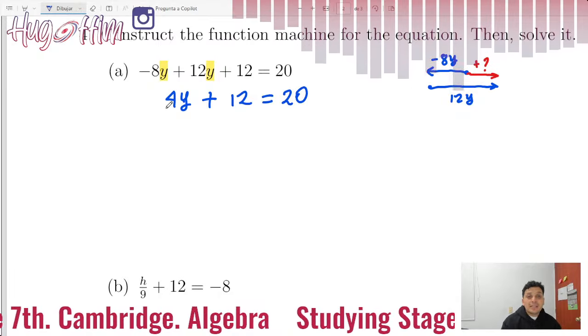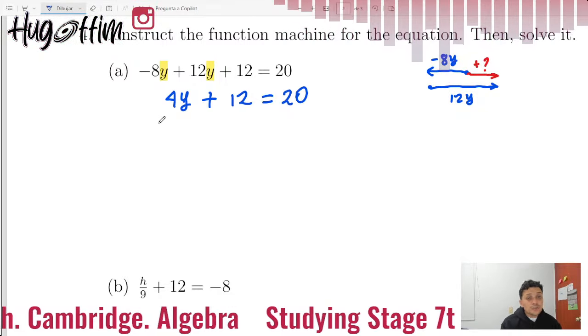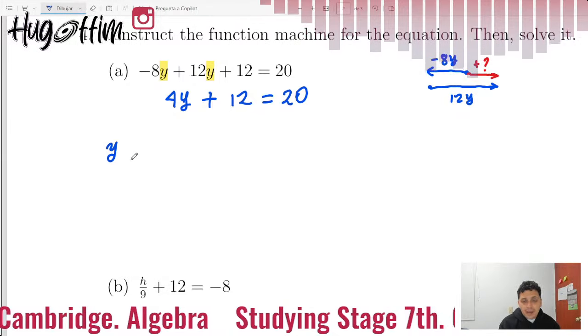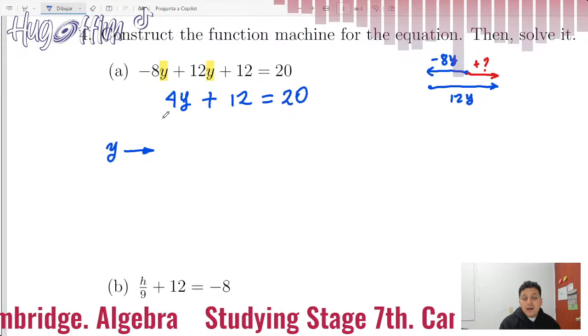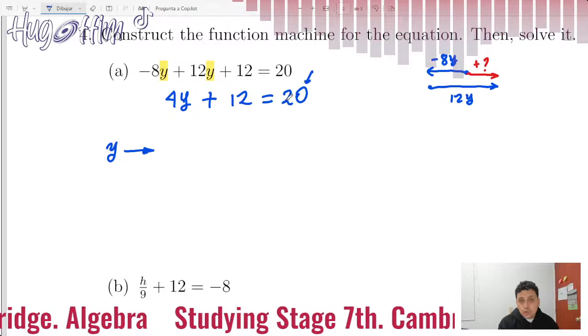Now I'm going to apply the function machine. How do you apply the function machine? The variable is going to be the input. So I'm going to put the input. My variable in this case is y. I'm going to put the input, and my variable has some operations to get the output. In this case, our output is 20.